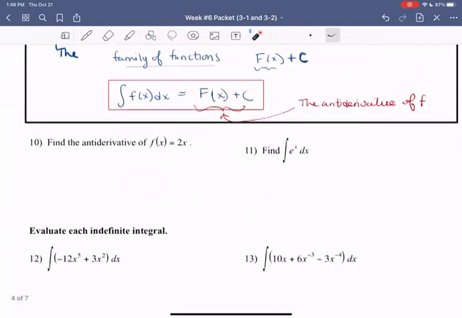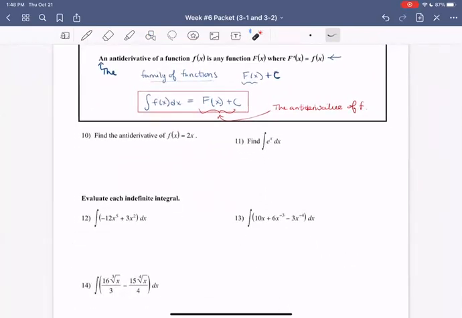All right, so in the next videos, we're going to look at some examples, finding antiderivatives and computing integrals.